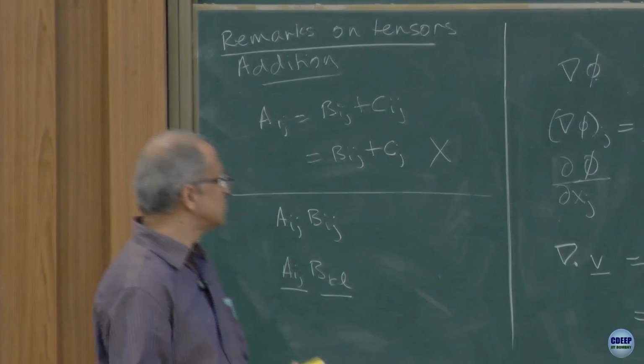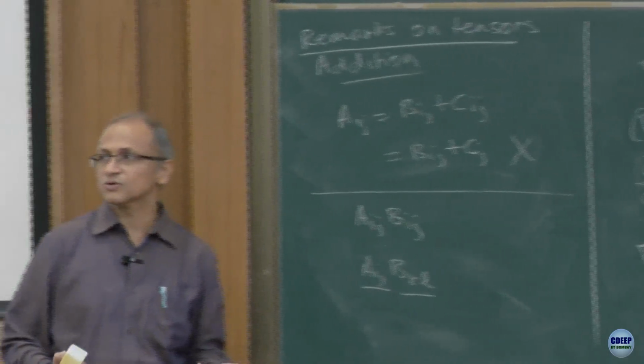Now we can talk about division. In vectors, does division exist? No. In tensors, does division exist? No. So division does not make any sense. I cannot divide two vectors, and I cannot divide two tensors.